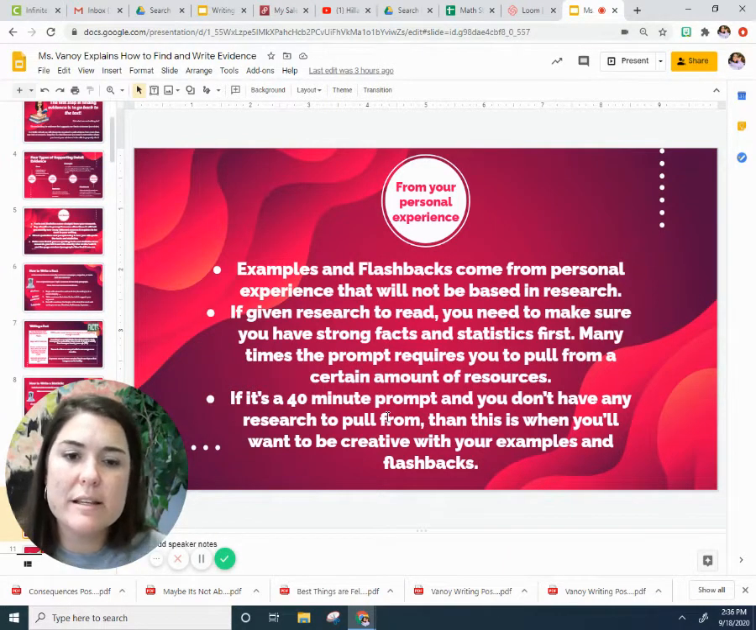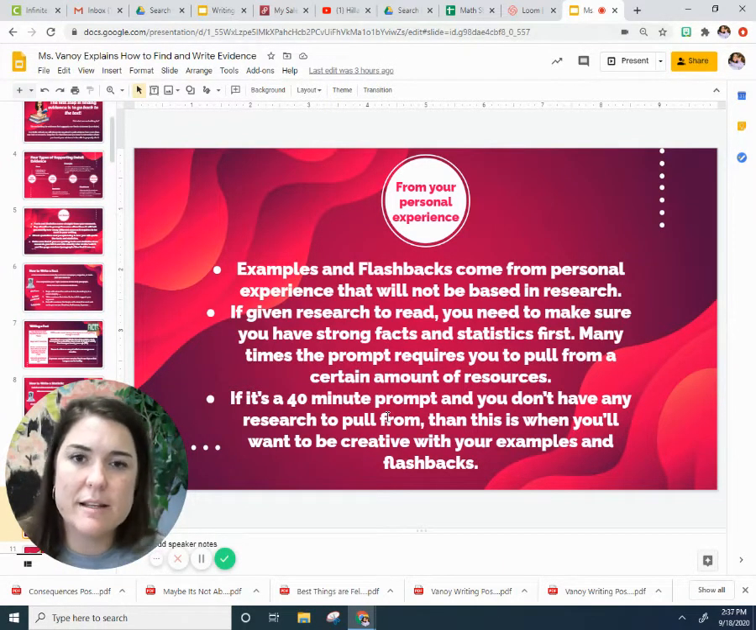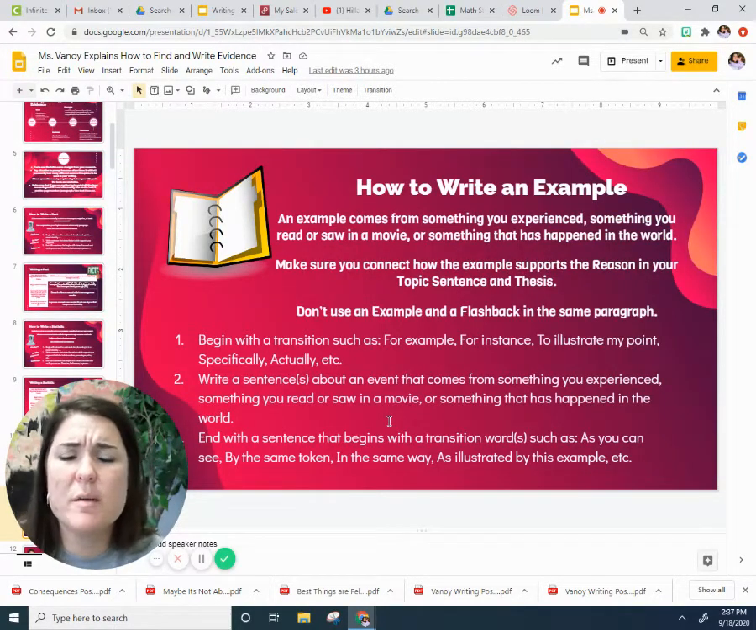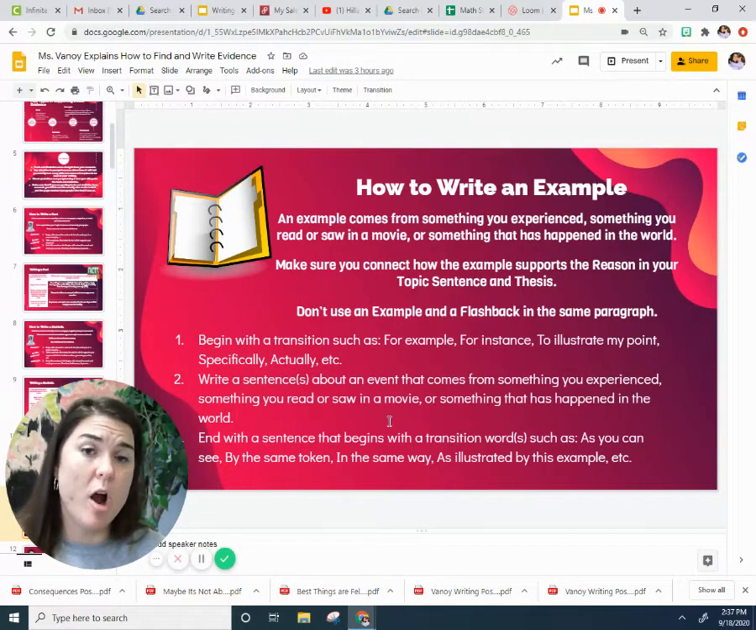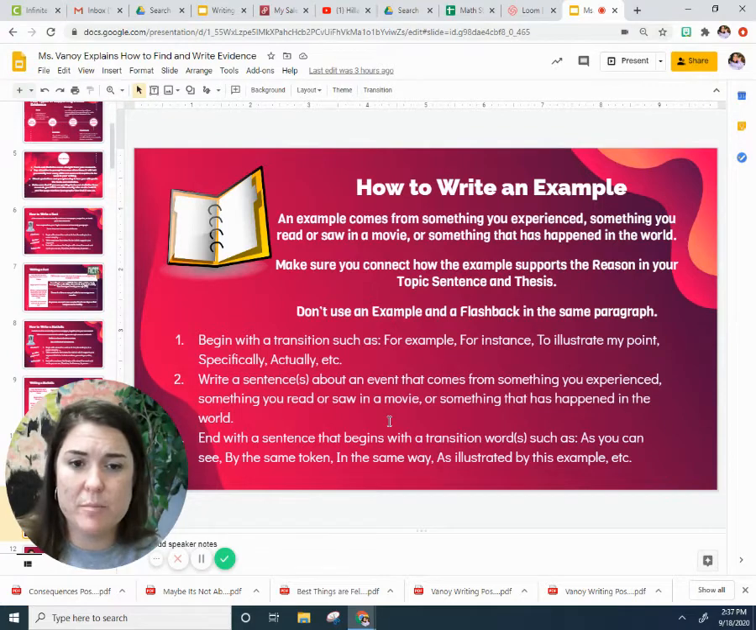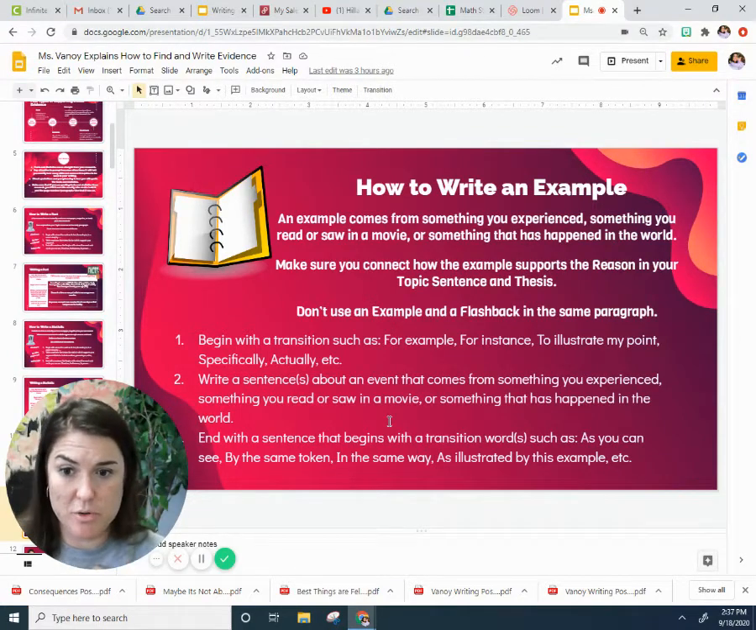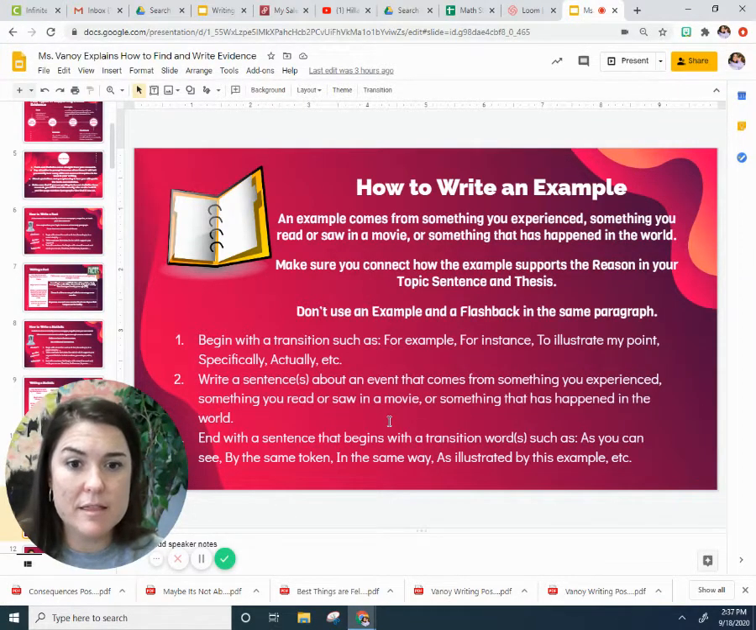The difference between example and flashback, though, is that an example is something that you've experienced in life, or you've heard about, or you've seen in a movie, or you heard from a friend. That's what an example is going to be. It could be kind of removed from just you. You're not necessarily the primary source of it. You're repeating something that you know of. It, again, will connect to that topic and thesis.